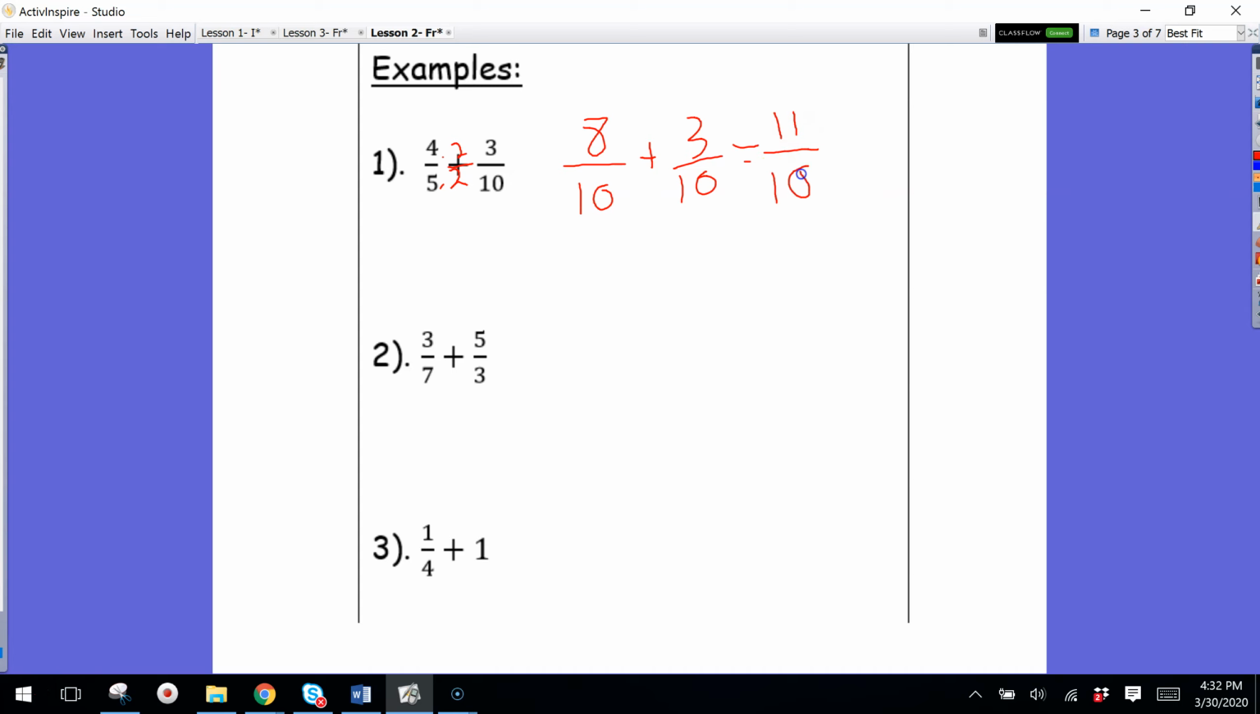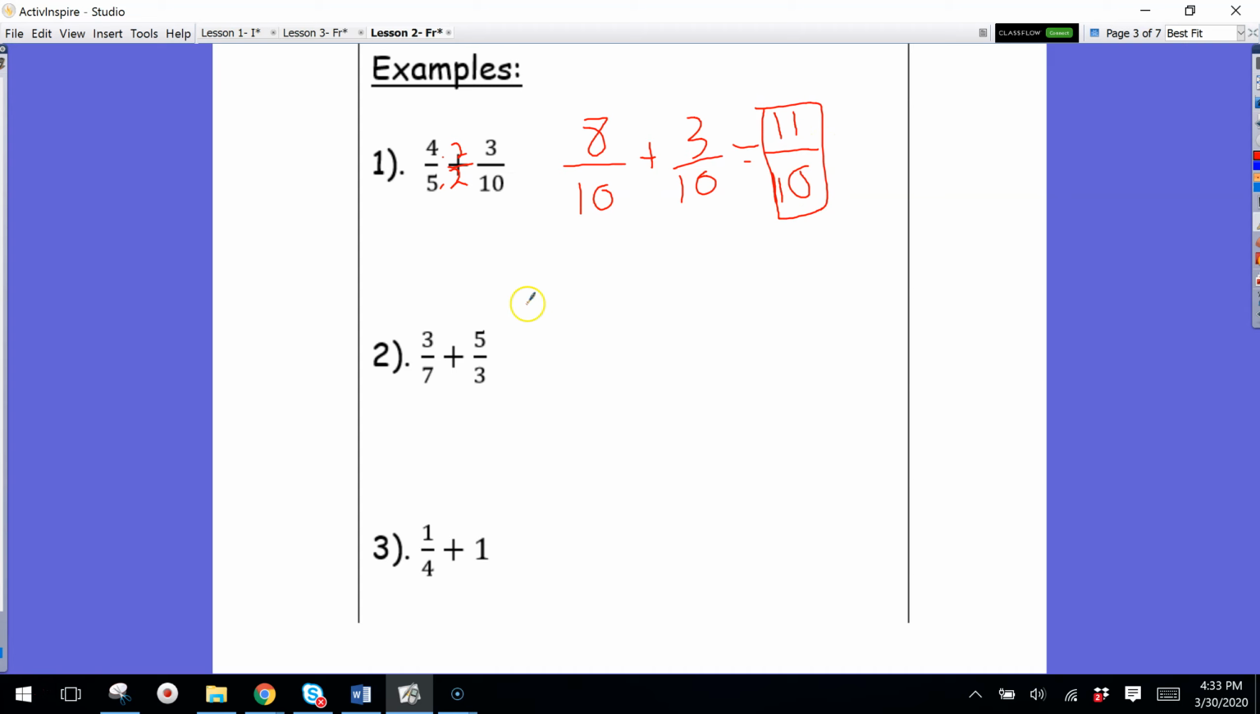And then at this point, a lot of people say, well, can I write that as a mixed number, as 1 and 1/10? Well, for the purpose of this class, we will not be using mixed numbers a lot. We're just going to be using 11 over 10. So improper fractions are good here. You can leave this as 11 over 10.